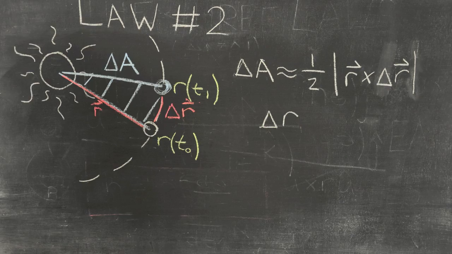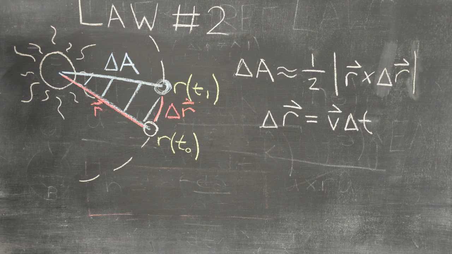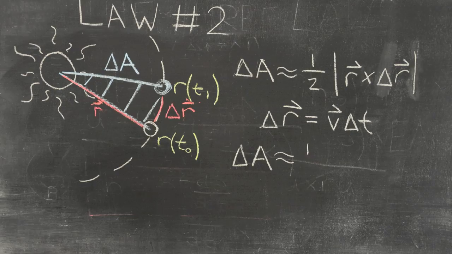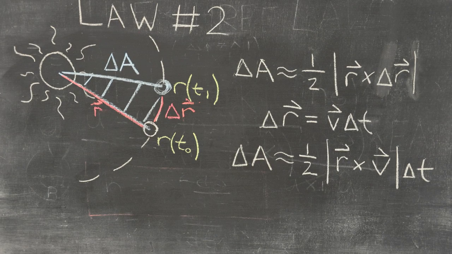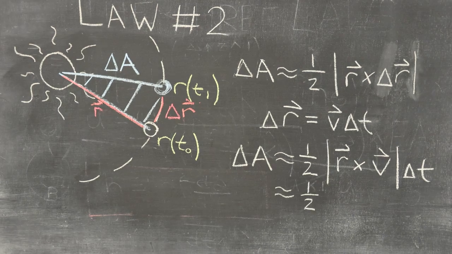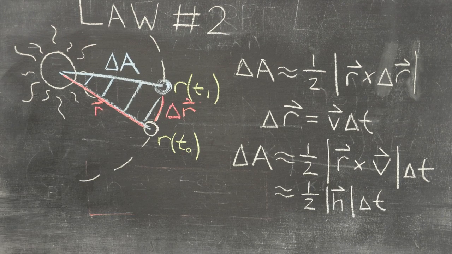From a basic understanding of motion, we know that the change in position, or distance traveled, is equal to the velocity vector by the change in time. Subbing this into our area formula, we are given 1/2 by the magnitude of the position vector crossed with the velocity vector multiplied by the change in time. And from earlier, we know that the vector r cross the vector v is simply the vector h.